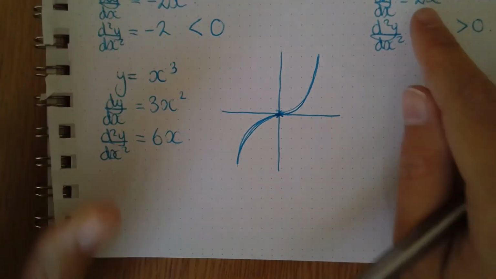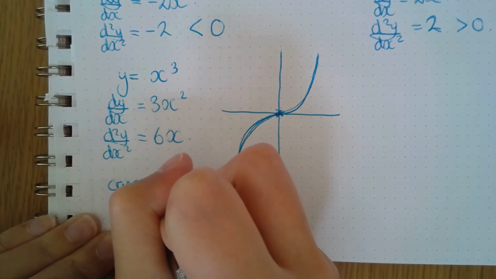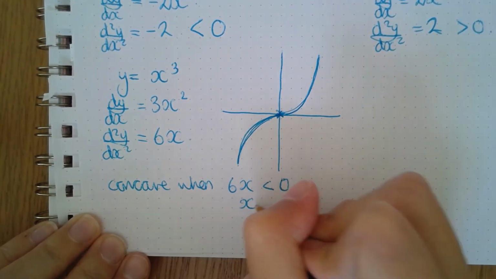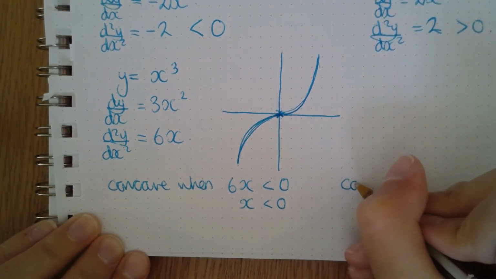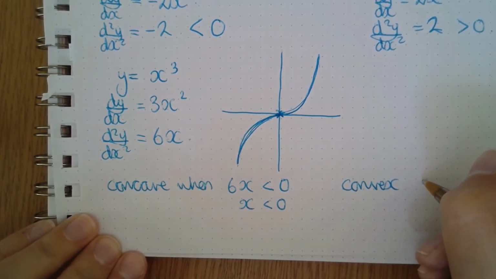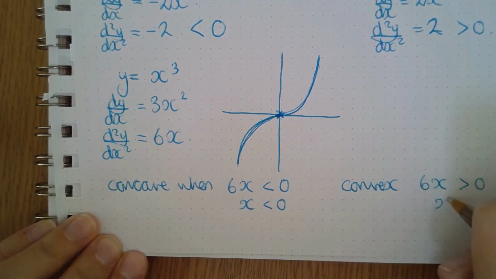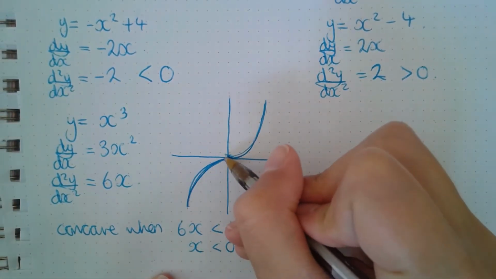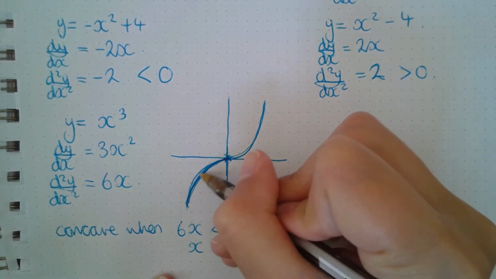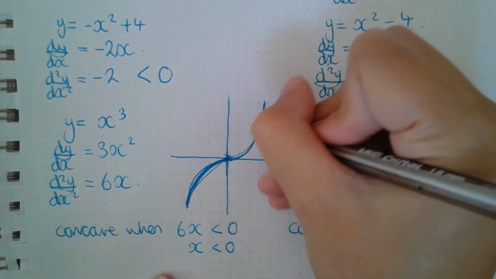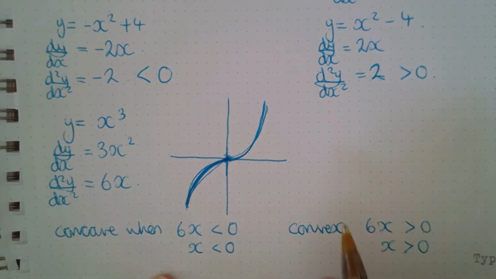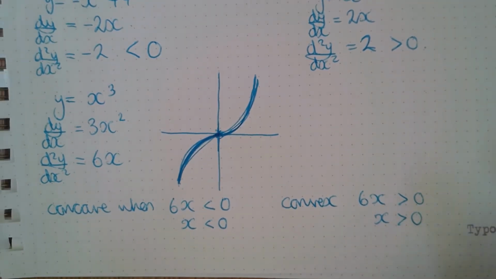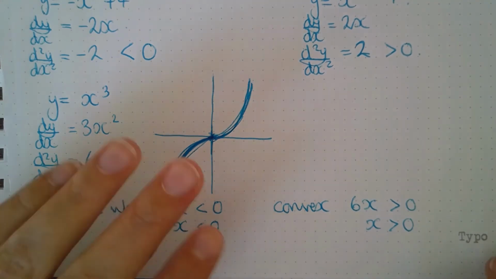It's concave when 6x is less than 0, so x is less than 0, and it's convex when 6x is greater than 0, or when x is greater than 0. That completely makes sense because we've just said that this section before 0 is more concave and this section after 0, when x is greater than 0, is more convex. That's what we mean with concave and convex, but a different video will talk you through that.